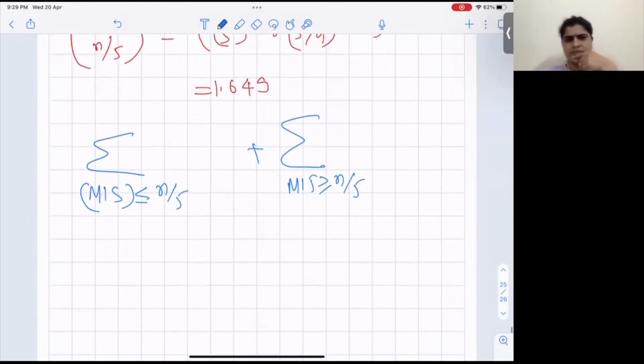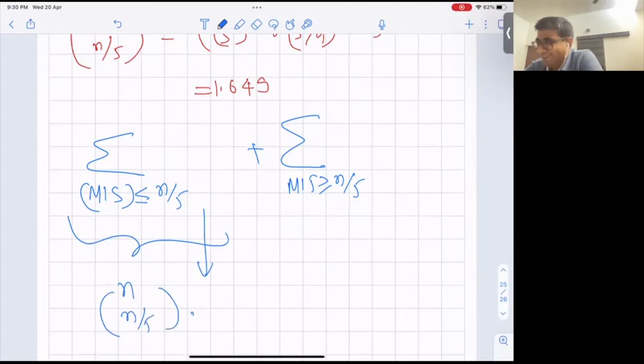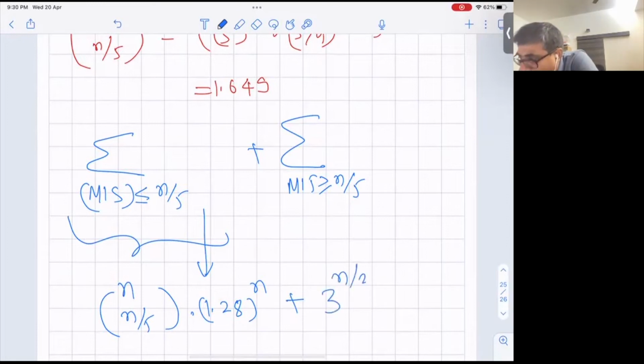So now on the left hand side, I'm going to ask, how many maximal independent sets of size at most n by 5 are there? I don't care. They're at most n choose n by 5, and then the running time is 1.28 to the power n. But for the other, I don't know how many maximal independent sets of size at least n over 5 there are, but at most 3 to the power n by 3. But what is the size of G minus A now?